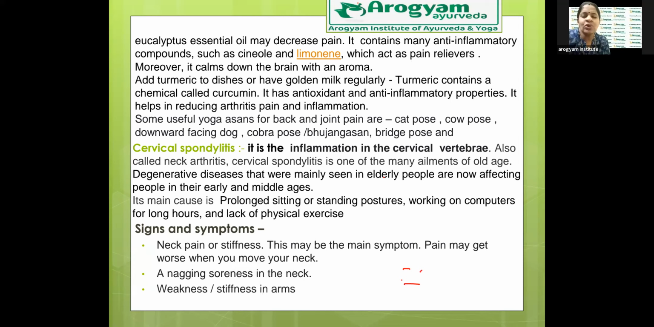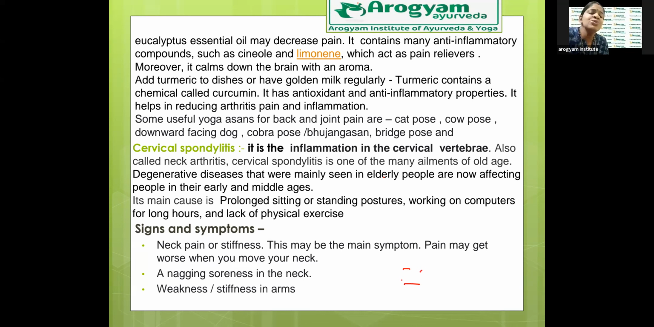Some useful yogasanas for back pain and joint pain are cat pose, cow pose, downward facing dog, cobra pose, bhujangasana, bridge pose, and many more. Okay, then, so this is about knee joint and back pain.